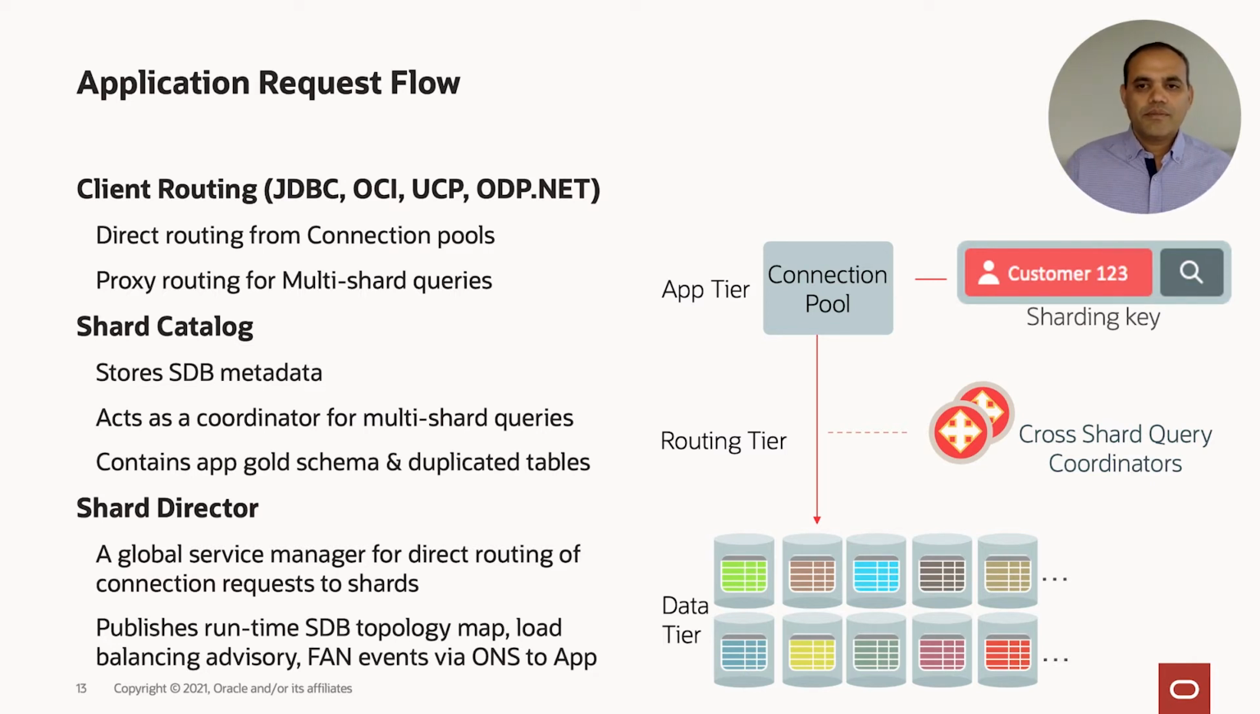Additionally, if there is no sharding key available at the time of query, shard director automatically routes the request to the multi-shard query coordinator, which in turn pushes the query to the right set of shards and gets the data and returns it back to the client. We call this proxy routing, where we are going through a proxy instead of directly going to a shard.